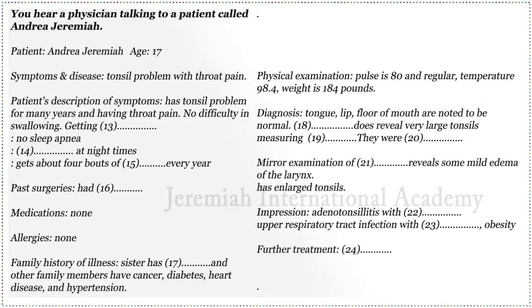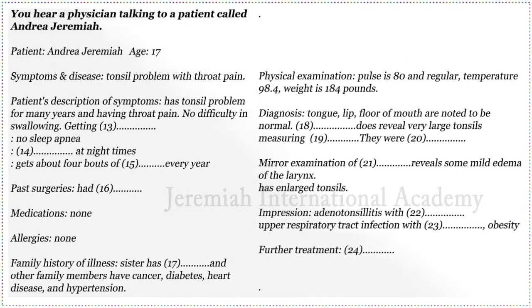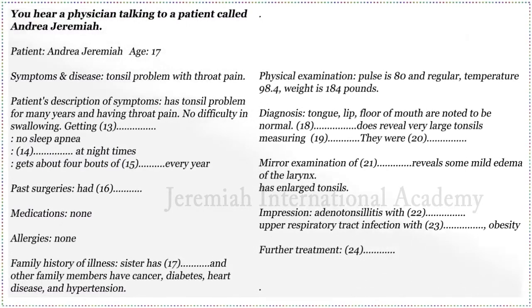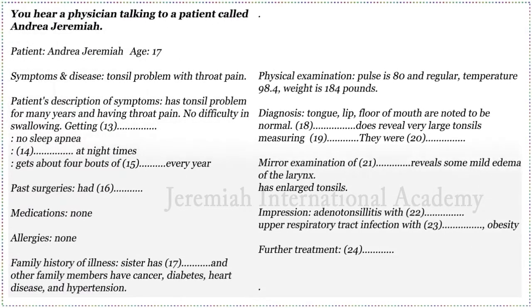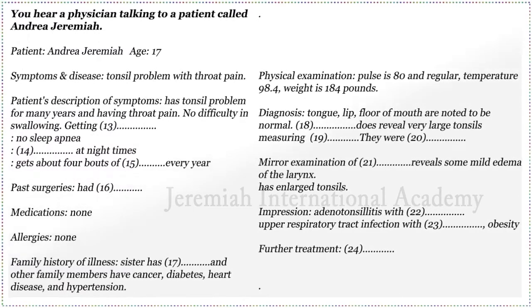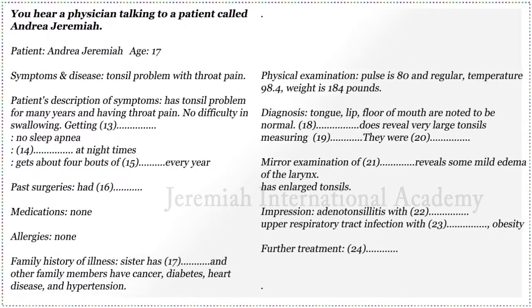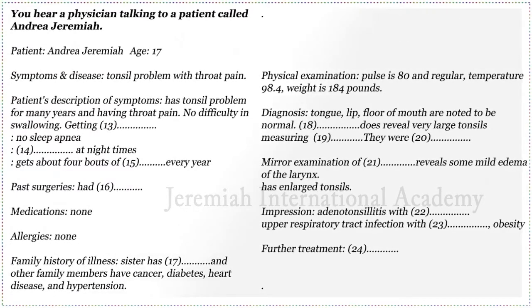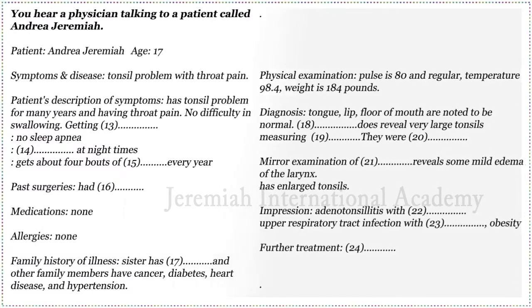What's your age? 17. I had 3 bouts of tonsillitis this year. On an average, I get about 4 bouts of tonsillitis per year. Okay. Have you had any illness, treatments, or surgeries earlier? Yes, I had a cholecystectomy. What medicines are you taking now? Nothing, doctor.